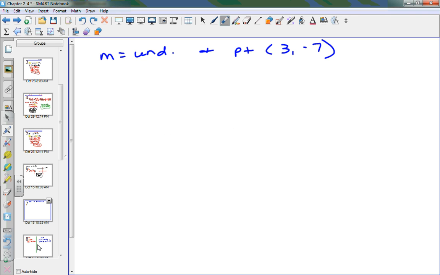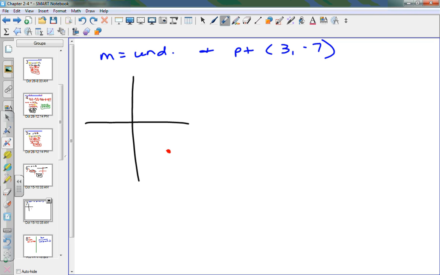Moving on. What about this one? M is equal to undefined, and the point is through 3, negative 7. Well, here's my point, 3, negative 7. It's down here, right? Your slope is undefined, it's undetermined, and what marks the spot? X marks the spot because we're waiting for our treasure that's undefined. We don't know what it is, right?